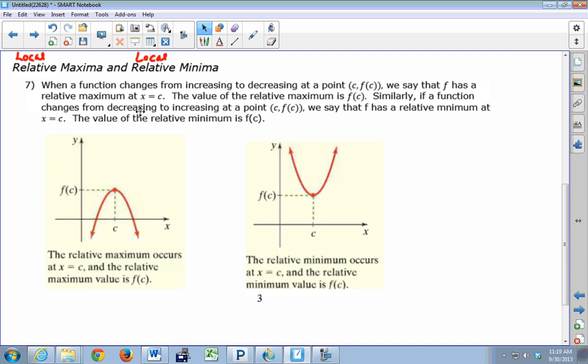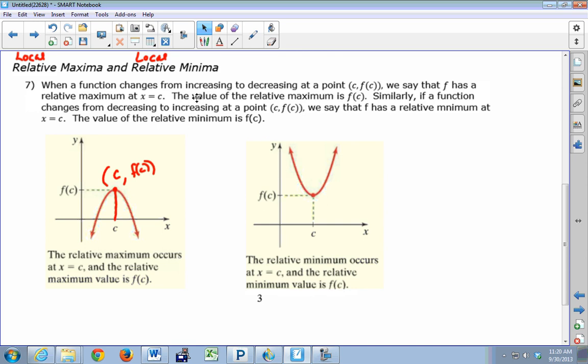So let's just describe how a function reaches a relative maxima. So here's the point on my graph. If I asked you for the coordinates of that point right there, what would the coordinates be? How would I define those coordinates? C is my input value, and what's my output value called? F of C. We don't know what it is, but that's how we would write it, C and F of C.